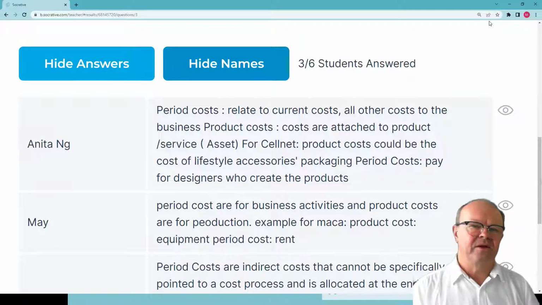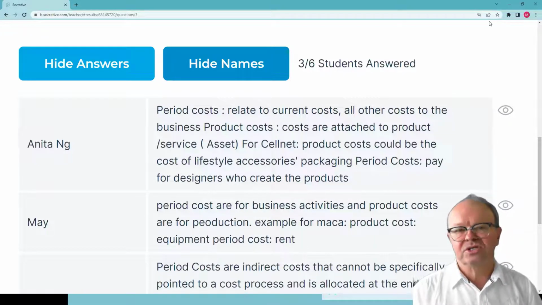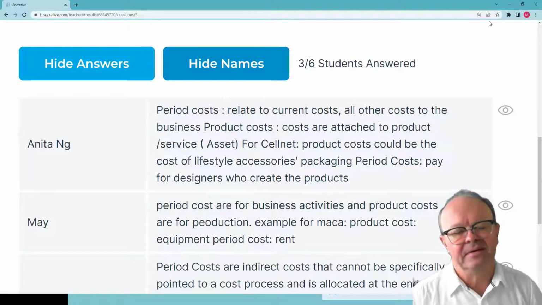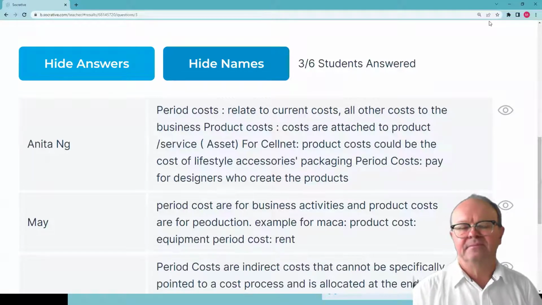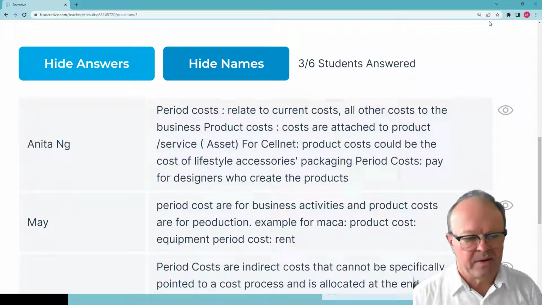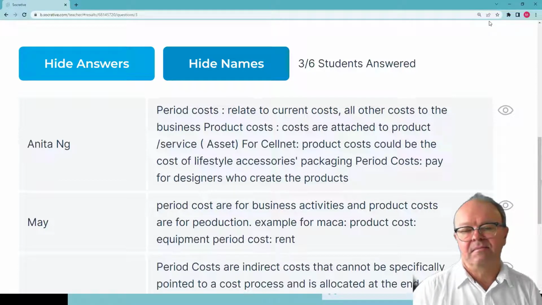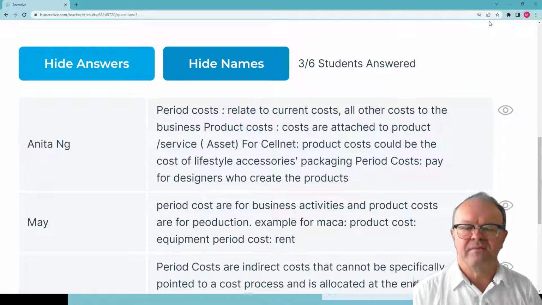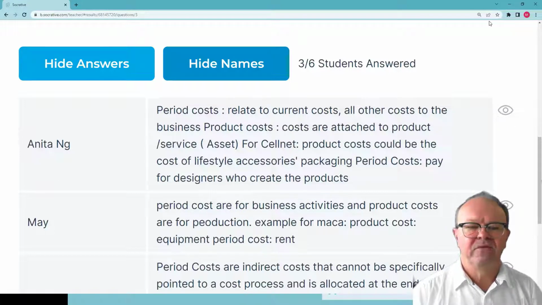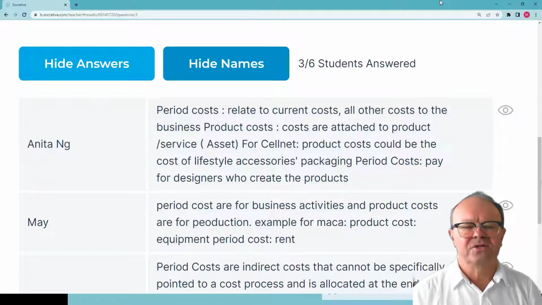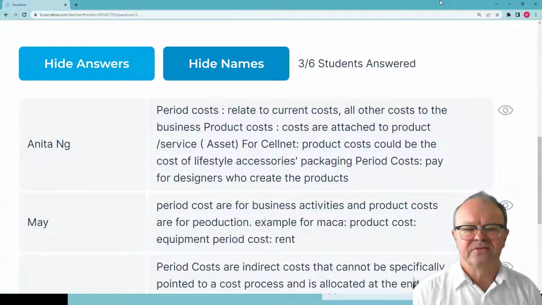A period cost might be rent. Rent's often a period cost in that we just assume it's supporting the business for that period that we're paying the rent. And of course, there can be some circumstances where a different company might allocate it to products. Macca may even do that for some of its services, but it's a typical sort of cost that we assume is just spent in order to make revenue for the period. Anita says period costs relate to current costs, all other costs to the business. Product costs are costs attached to a product or service for CellNet.